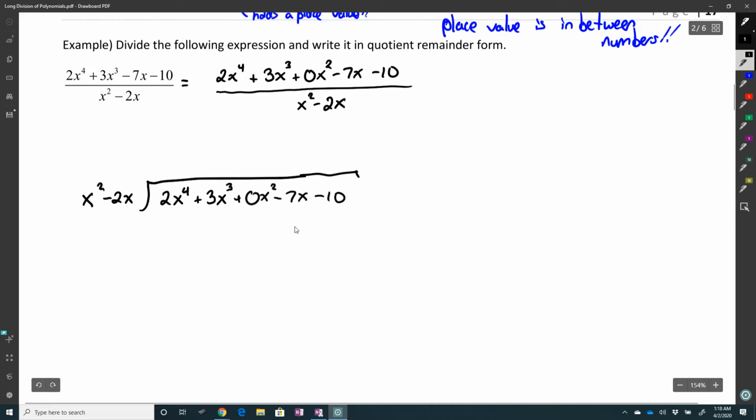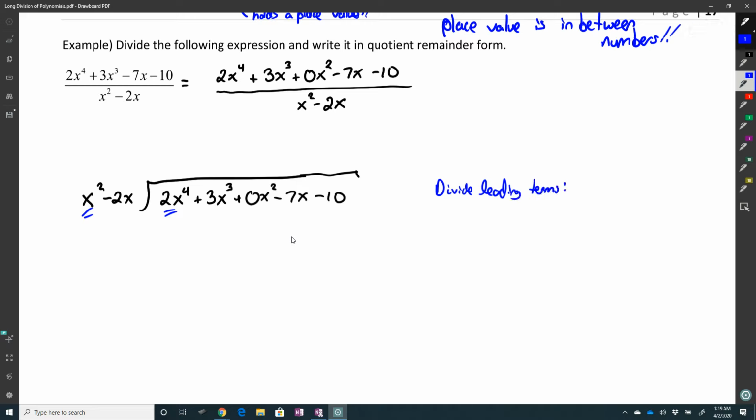So, okay, if you were confused in the last problem, because I was trying to throw all the theory at the same time as I was doing it, let's just start from scratch. You look at this problem and you say, what do I do? First task, divide the leading terms. So when you divide the leading terms, you end up with 2x to the 4 over x squared. That leaves you 2x squared. You're going to write the number on top.